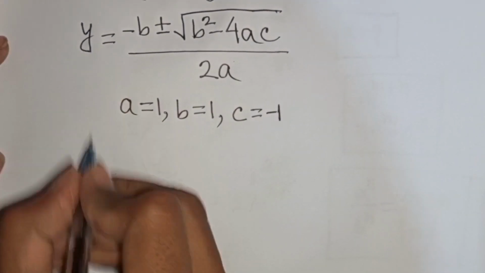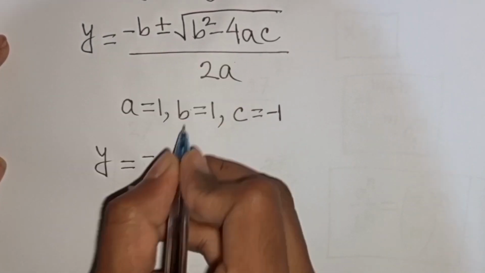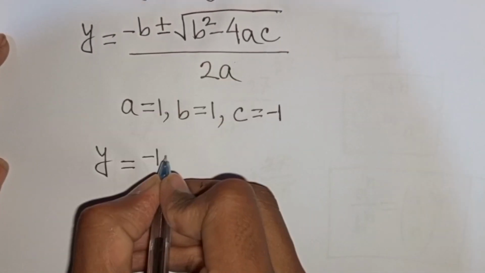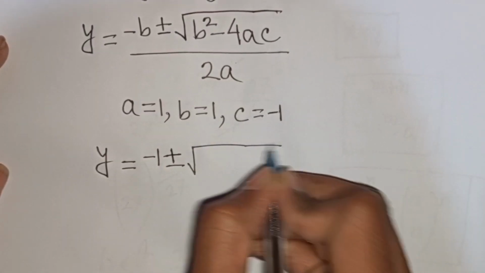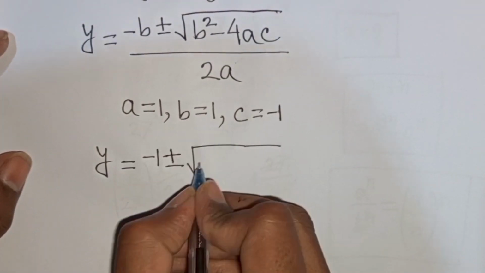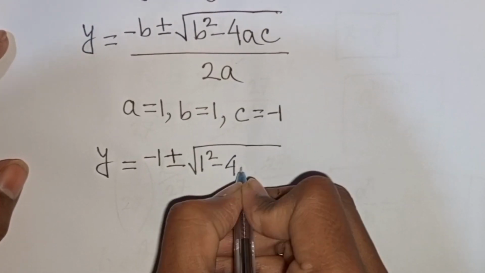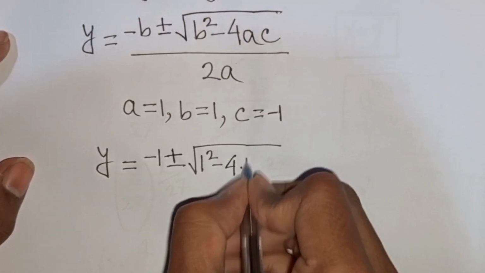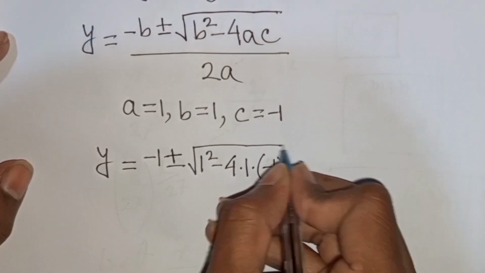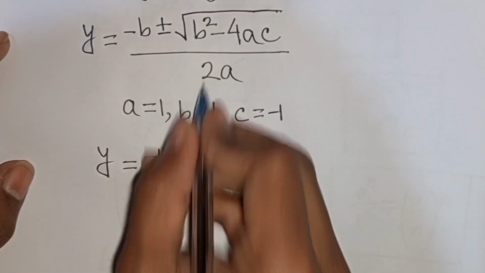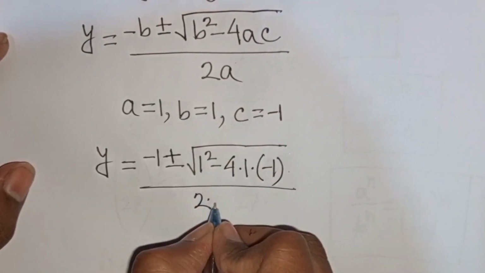Now we can write here y will be equal to minus b, that means 1, then plus or minus square root of b square, that means it will be 1 square, minus 4 times a, that means 1, times c, that means bracket negative 1, then divided by 2 times a, that means 1.